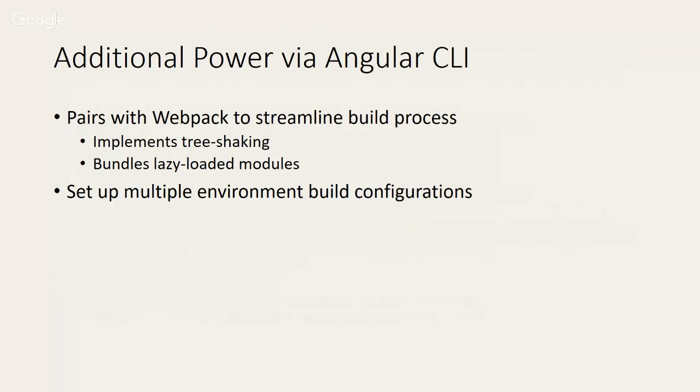The additional power it has is it is paired with Webpack now to streamline that build process, which means you're going to get tree shaking automatically when you're using the CLI. Tree shaking is essentially eliminating the code that your code is not using, so that if you have source code that is unused by any of your other source code, the tree shaking process will ensure that that unused code does not even make it into the final bundle. So it won't even be part of your build, so it'll never be deployed, and there's no waste.